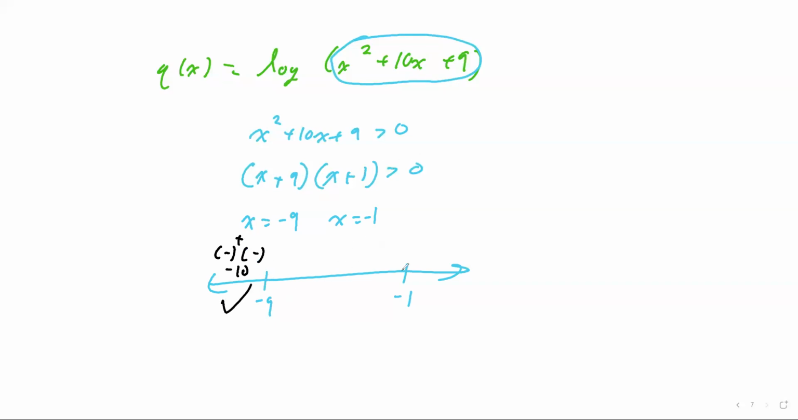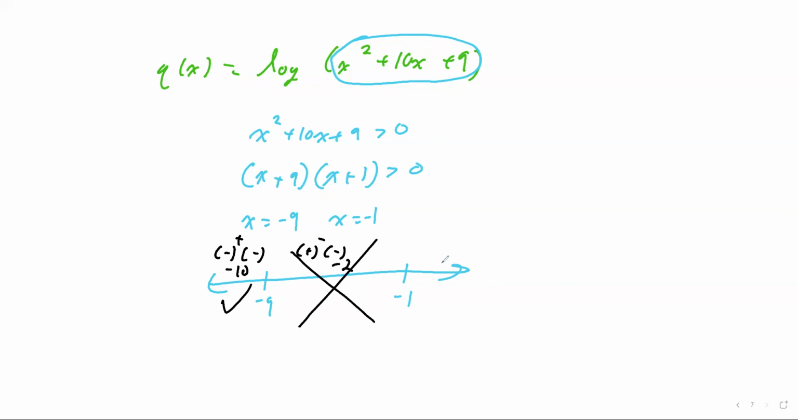Choose a number between negative 9 and negative 1, doesn't matter. I'm going to choose negative 2. I see that negative 2 plus 9 would be a positive number. Negative 2 plus 1 would be a negative number. A positive times a negative would make a negative, and a negative is not greater than 0, so that one is out.